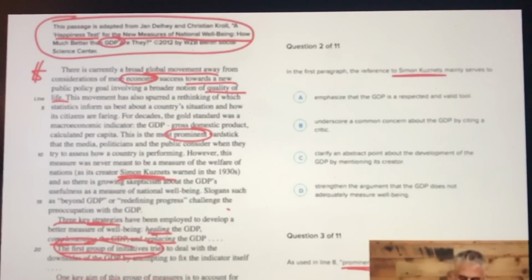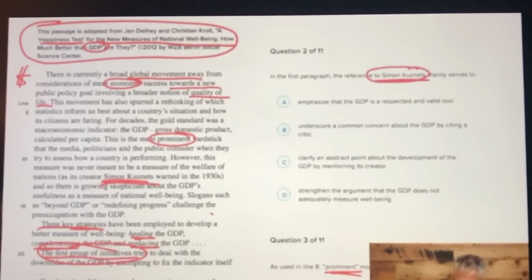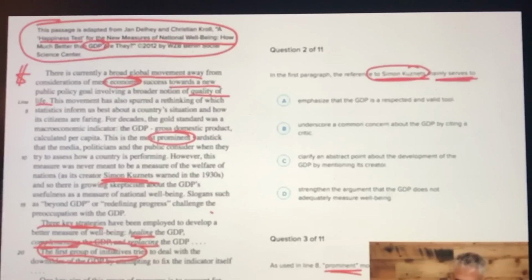Because your next step is to read the passage. And as you're reading, you will do this annotation that I've kind of shown you some of. But now let's imagine we've read it. And I just want to use the riprap, use the rephrasing and prediction strategy to answer some of these questions. In the first paragraph, the reference to Simon Kuznets mainly serves to.